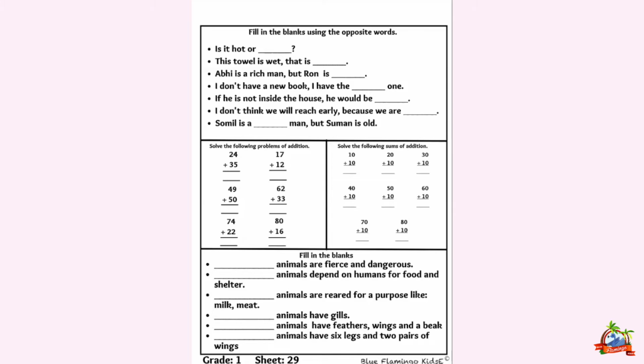24 plus 35. So पहले हम कहाँ से addition start करेंगे? From the ones place. Ones place से 4 plus 5, 9. Yes, 4 plus 5 will be 9. 2 plus 3, 5. Yes, so it will be 59.